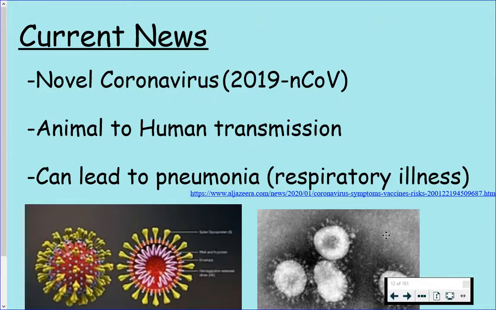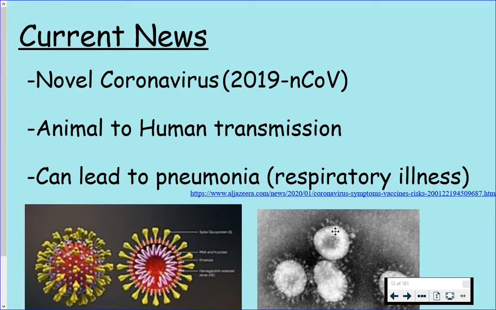Okay, so this is funny. This is news that I shared a year ago about the novel coronavirus, 2019, when it was first being found in humans. We talked about this a little bit in class because it was new, and now we know too much about it. Here's a diagram of what COVID-19 looks like.